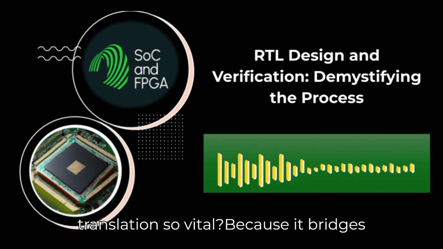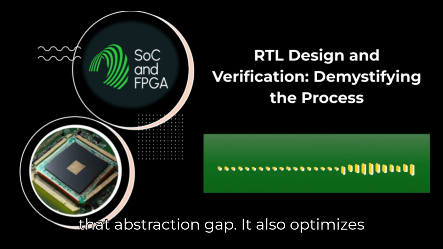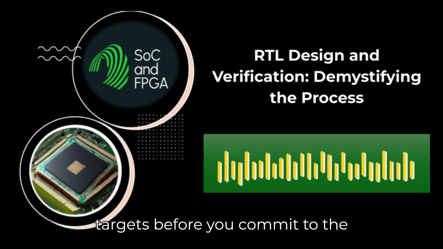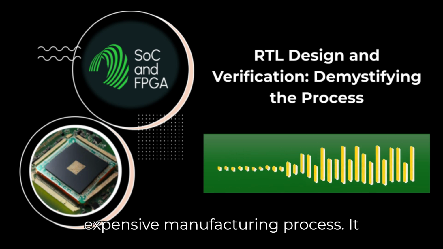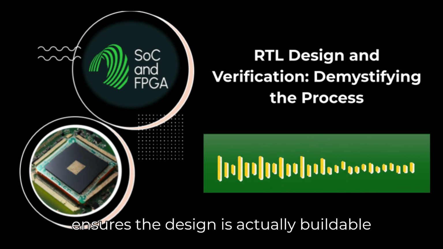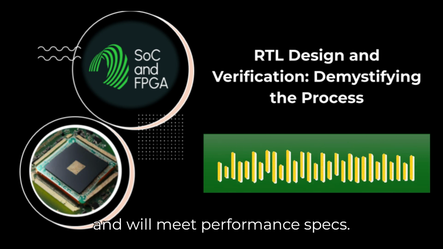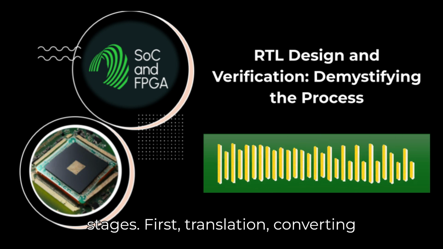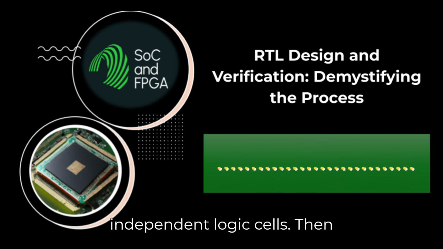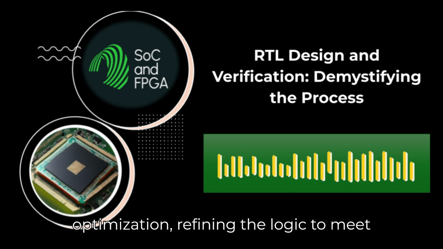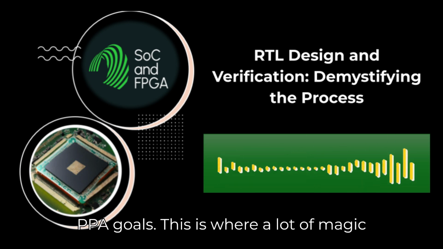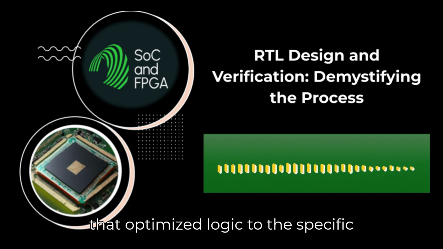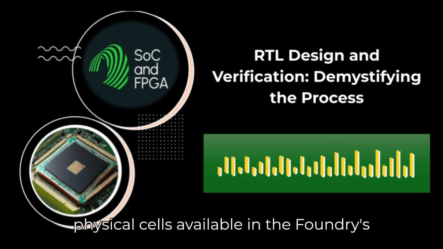And why is this translation so vital? Because it bridges that abstraction gap. It also optimizes the design to meet those critical PPA targets before you commit to the expensive manufacturing process. It ensures the design is actually buildable and will meet performance specs. Synthesis typically involves three main stages. First, translation, converting the HDL into generic technology-independent logic cells. Then, optimization, refining the logic to meet PPA goals. This is where a lot of magic happens. And finally, mapping, matching that optimized logic to the specific physical cells available in the foundry's library.